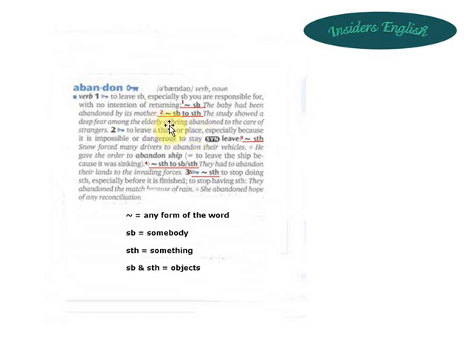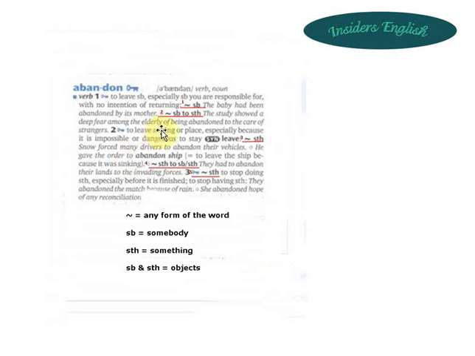Now let's look at number 2. Again, we have the squiggly line, meaning any form of abandon. Next, we need somebody, then to, and then STH. STH in dictionaries means something. And as language learners, you all know that somebody and something are objects. Most of my students struggle with where to place objects. The dictionary tells you exactly where to put them.